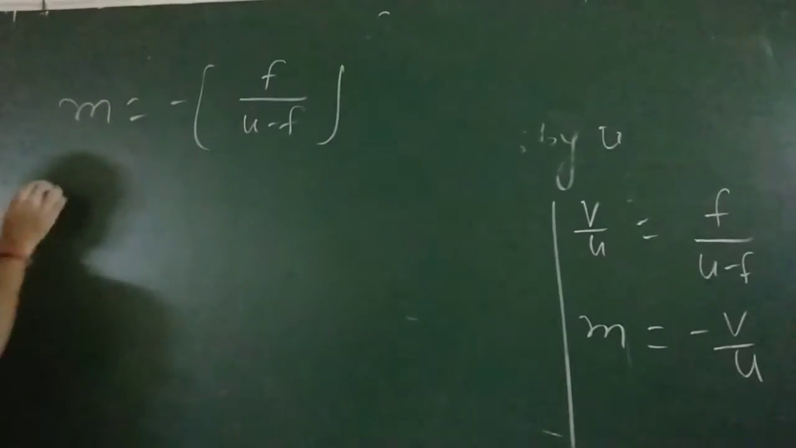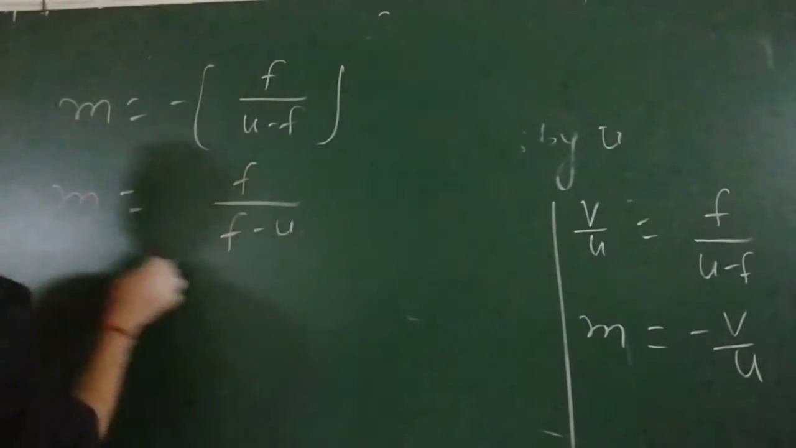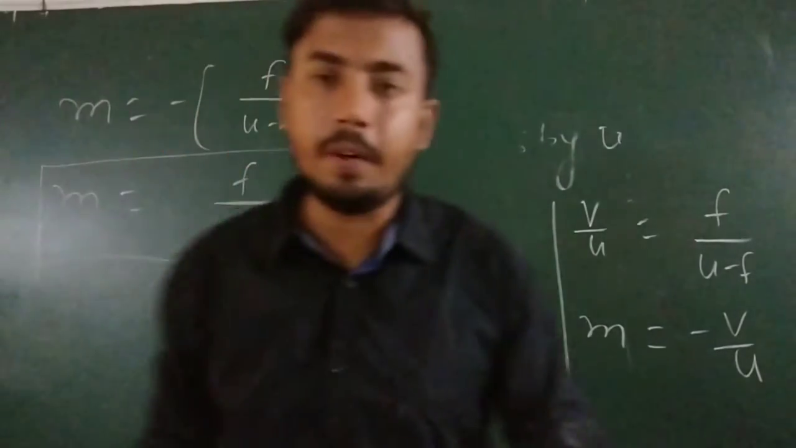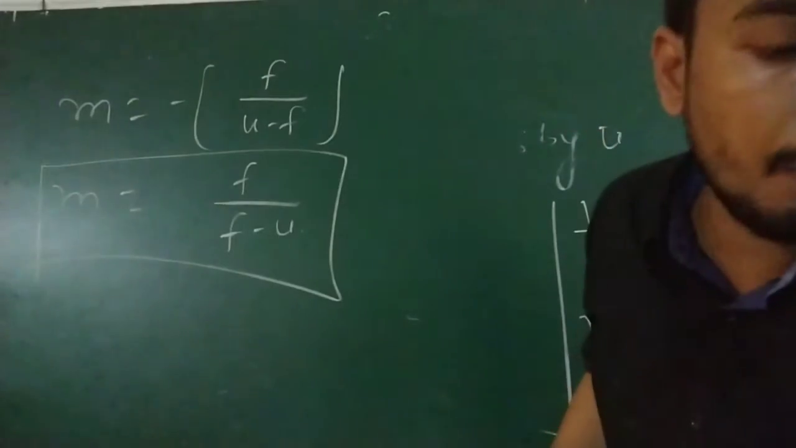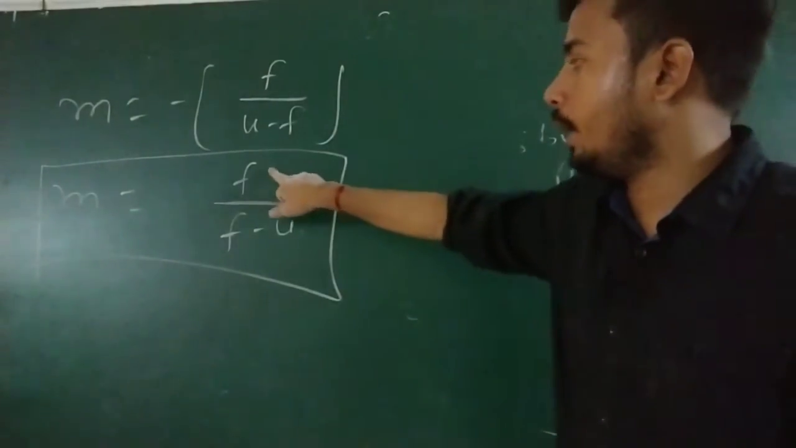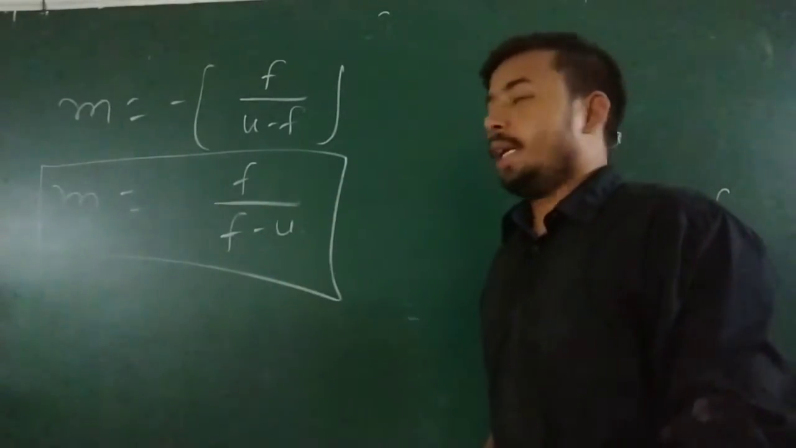So magnification will come here, f by f minus u. So this is another formula of magnification. If you think this is a different formula, no, this is the same formula, but here it is in the form of focal length and object distance.